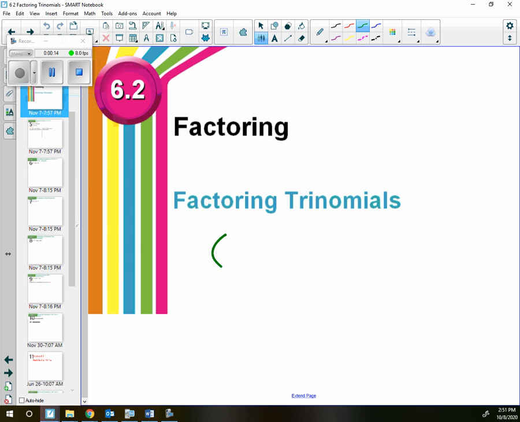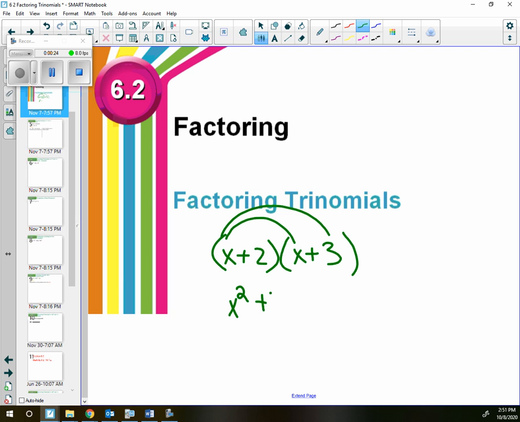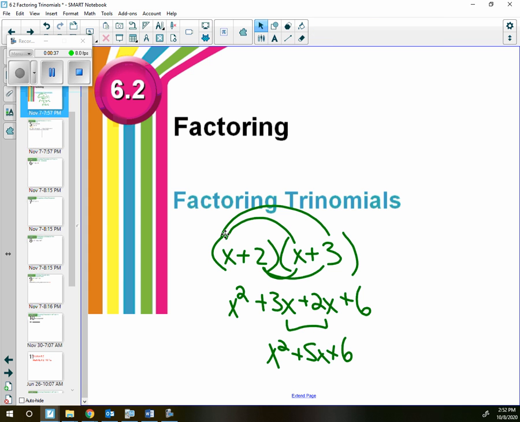So if you remember when you think about doing FOIL, we have something like, oh, I don't know, x plus 2, x plus 3, and we do FOIL, it's first, right? So x to the second, outsides plus 3x, insides plus 2x, and then last plus 6. And then we can combine like terms if we have them. So x squared plus 5x plus 6. We know how to do that, that distributive property or double distribute.